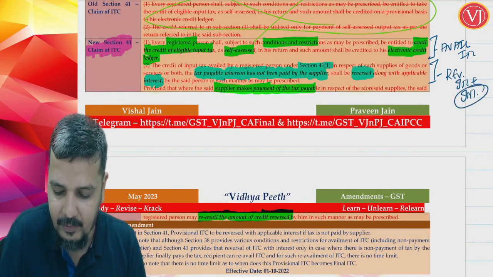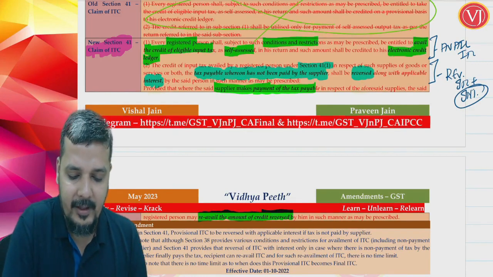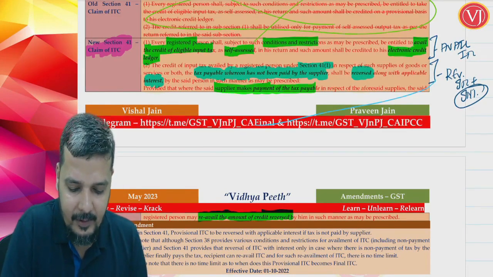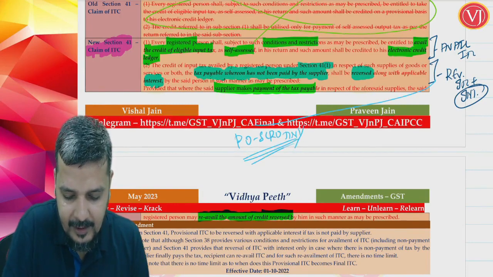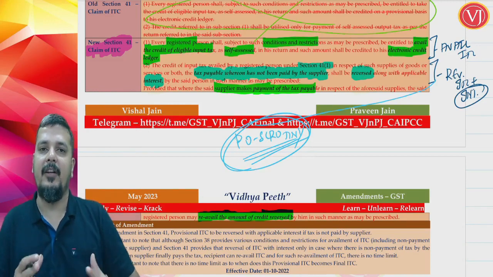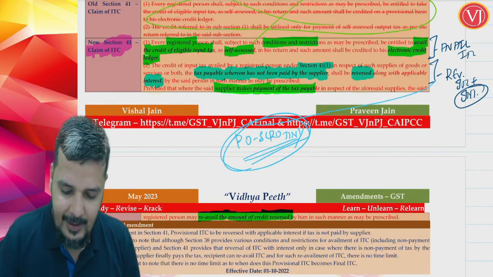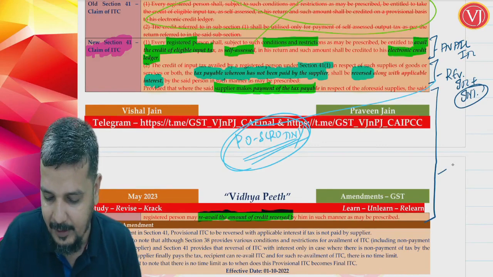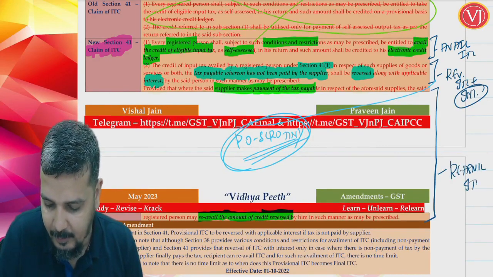Again, here interest comes. Now, please understand how you will come to know that the supplier has not made the payment of tax. This would be ascertained by the officer at the time of scrutiny or any other proceedings. You will not know whether the supplier has paid the tax or not. This will be ascertained by the proper officer at the time of scrutiny, audit, inspection, etc. And if you find that the supplier has later paid the tax, you can re-avail the input tax credit.